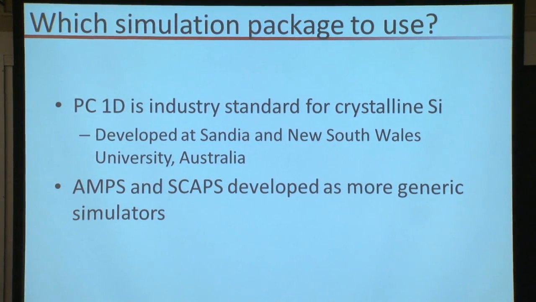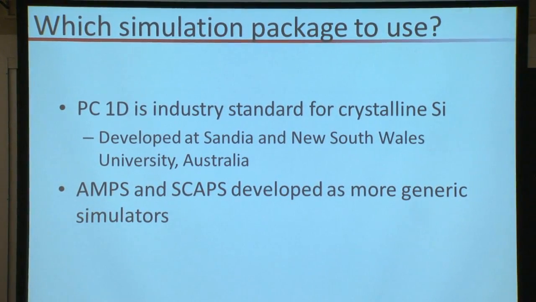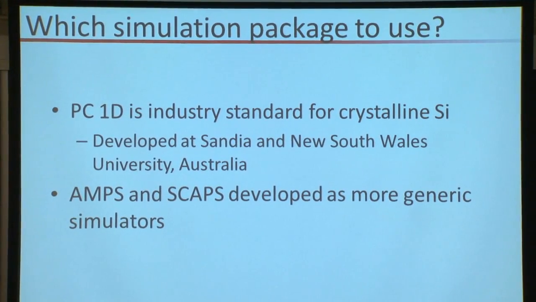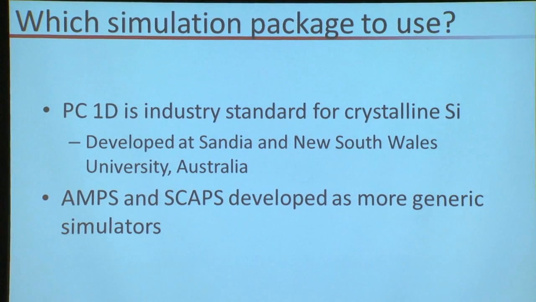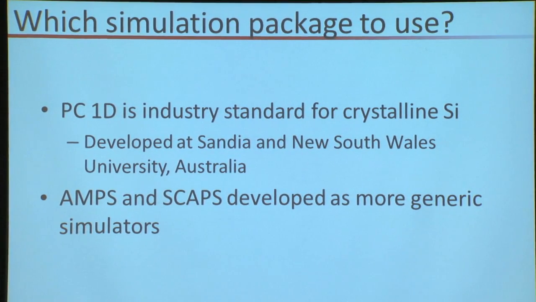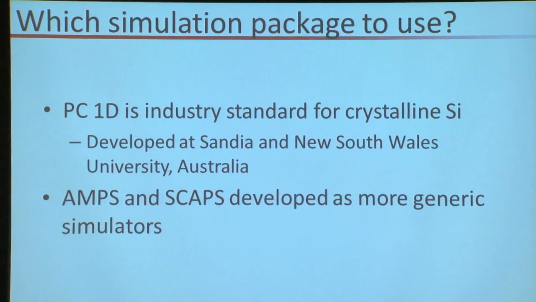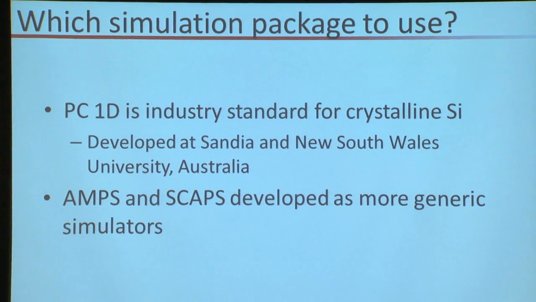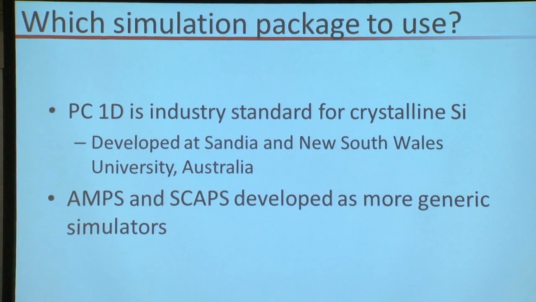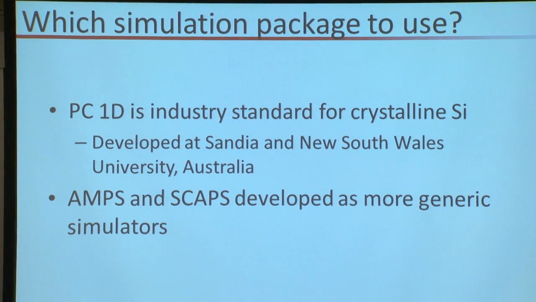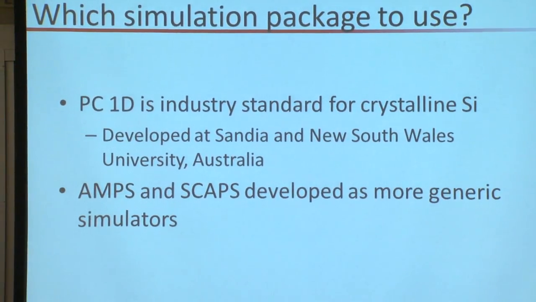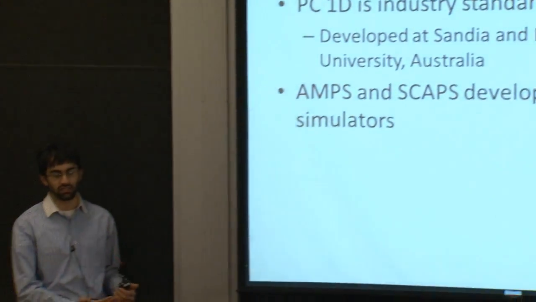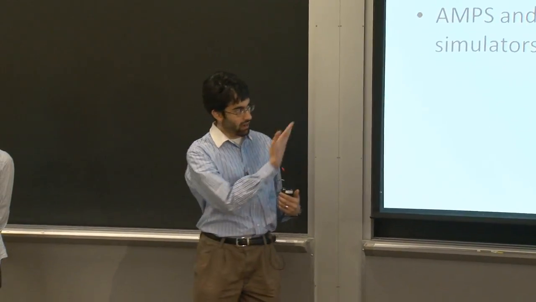So the question arises as to which simulation packages we should use. You all are familiar with PC1D, which is the industry standard for simulating crystalline silicon. However, given that we're simulating organic materials and inorganic materials with very low transport, we opted to go with more generic simulators called AMPS from Penn State University and SCAPS. And I'll discuss why.